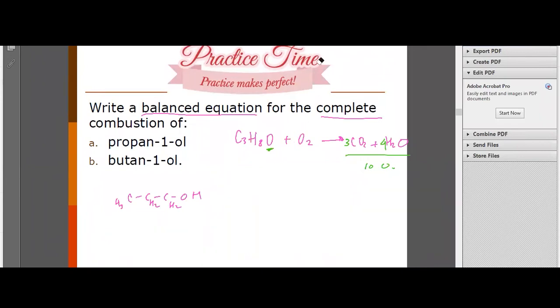So what should you do? 10 oxygen minus 1 is 9, so you should use 9/2 as the coefficient of O2. To make this a whole number, you multiply everything by 2, so 2, then 9, then 6, and then 8. This is a recall about stoichiometry, balancing.